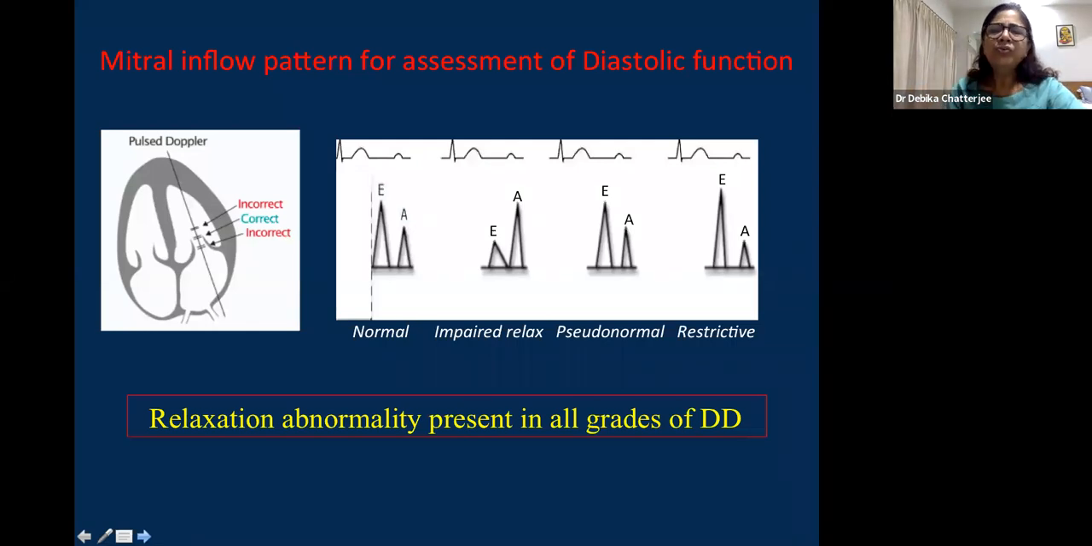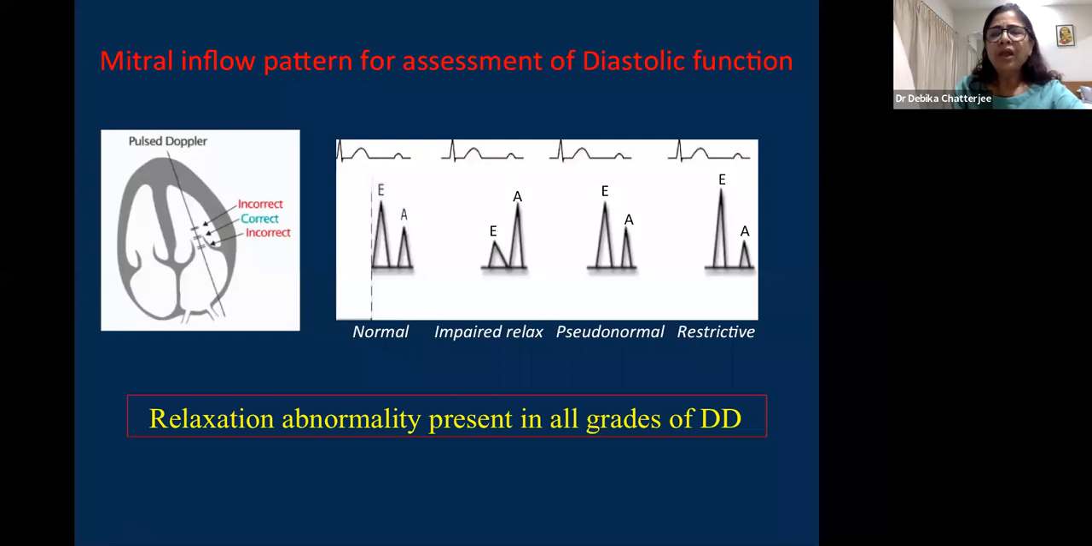Here, what we do, we go to the apical four-chamber view, put the color flow, and get the cursor and place the sample volume at the level of the tip of the mitral valve leaflets. Not inside the ventricle, not inside the left atrium, but at the level of the tip of the mitral valve leaflets, which is the correct position. You see here? Now, with the sample volume at the level of the tip of the mitral valve leaflets, we do the pulsed wave Doppler.